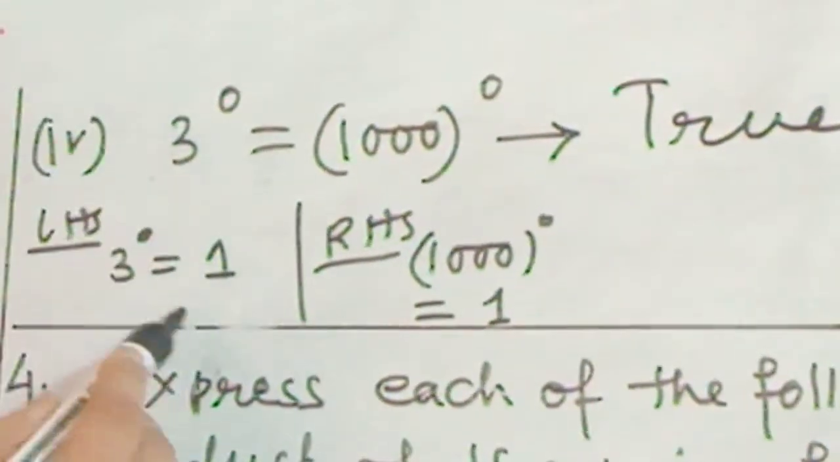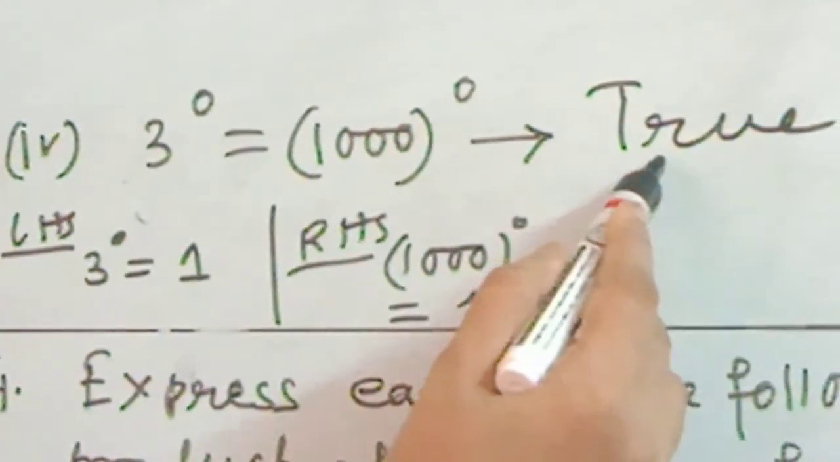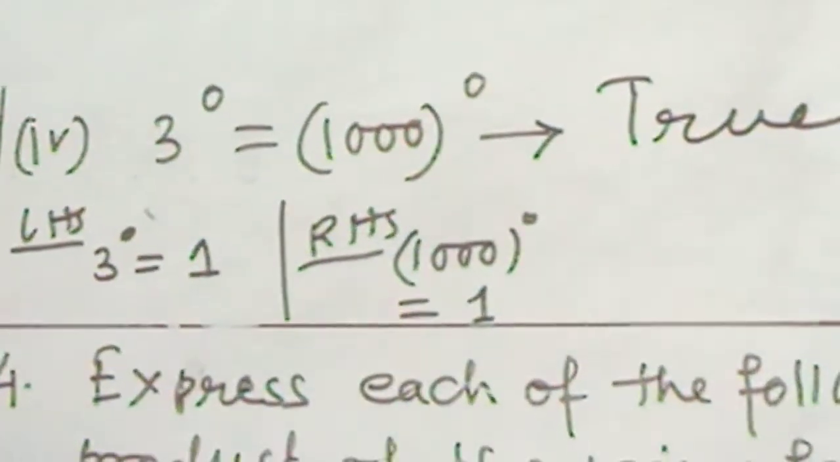So 3 to the power 0 is also 1, and 1000 to the power 0 is also 1. So both the places are correct. So it is true.